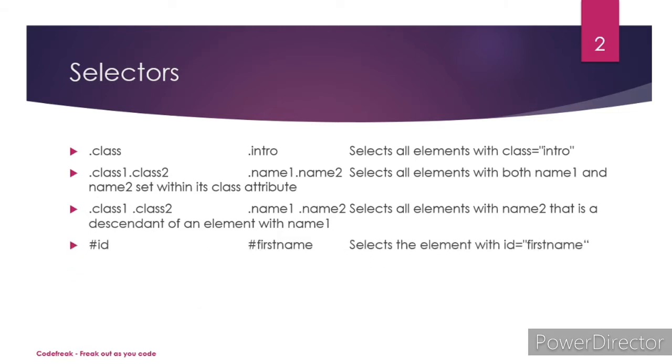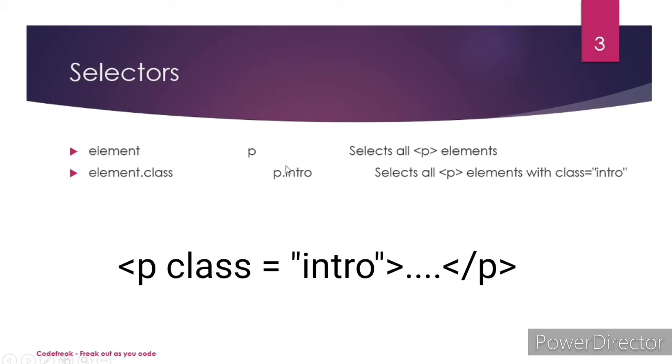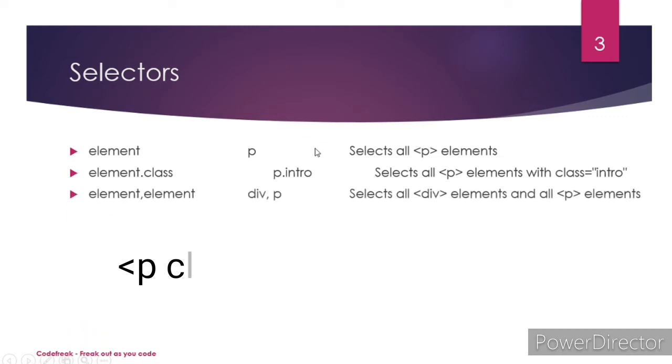We have an ID, which we have seen already previously, and we have a star. I guess we have seen it for the first time maybe. It selects all the elements as such. Now let's go to the next one. We have done this a lot of times: if you just take a P or an H1 tag, or any tag for that matter, it selects all the elements with the P tag. And if you have P dot intro, it selects all the P elements with class intro. All right, there are many more like this.